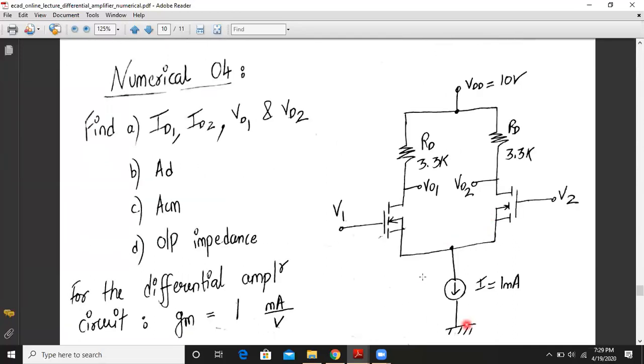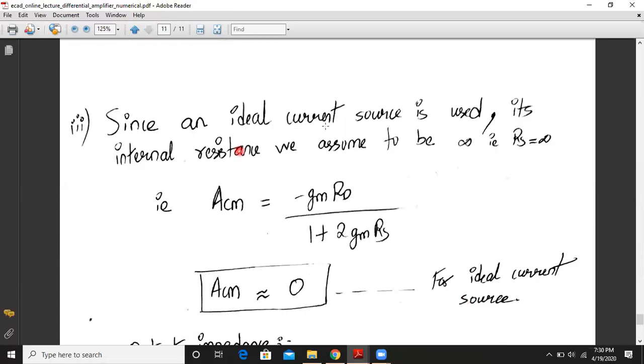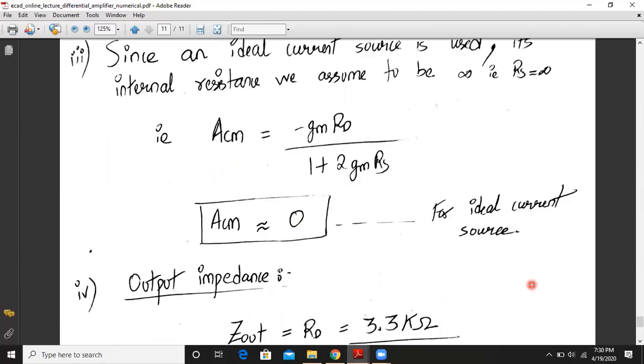So basically what happens is, if you have a current source given to you without mention of any internal resistance, we have to assume that the internal resistance of this current source is infinite. So we have to consider this current source as an ideal current source, delivering 1 milliampere current. So in this formula, RS is infinite, so the ACM value will be reduced to 0. This is only possible for an ideal current source. Practically, it is never true.